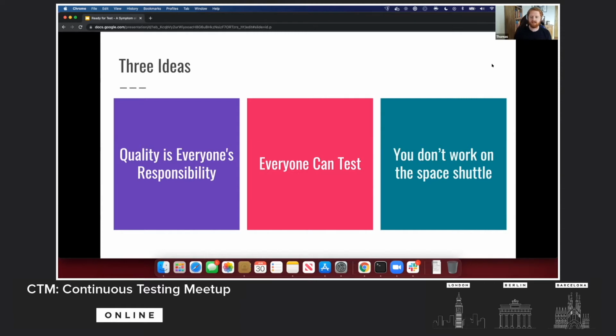And finally, the third idea is that we don't work on the space shuttle. Most of us don't work on projects that are extremely high risk, where there's a risk to life or a risk to, say, a national economy or the defense of a country. And so we can take calculated risks to improve our processes. So even if you don't agree with these ideas, just keep an open mind as I go through this talk, and keep them in the back of your mind.